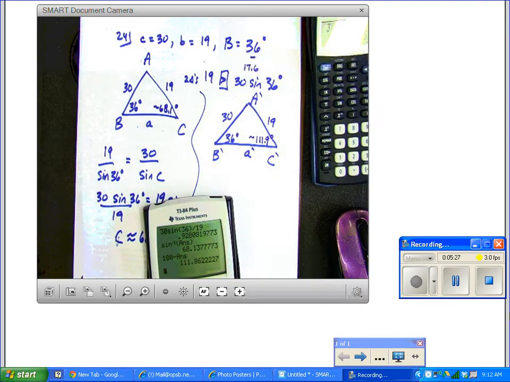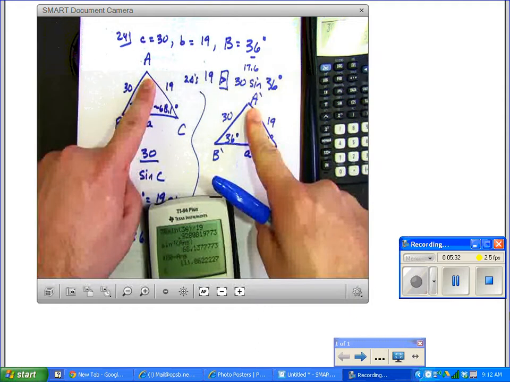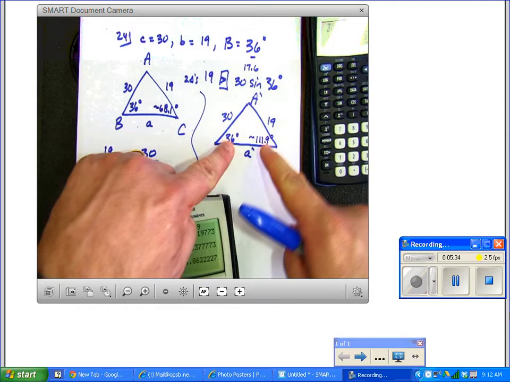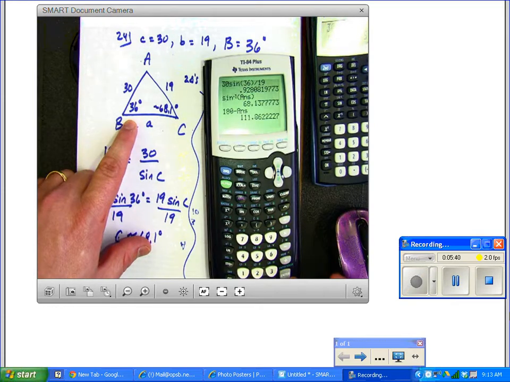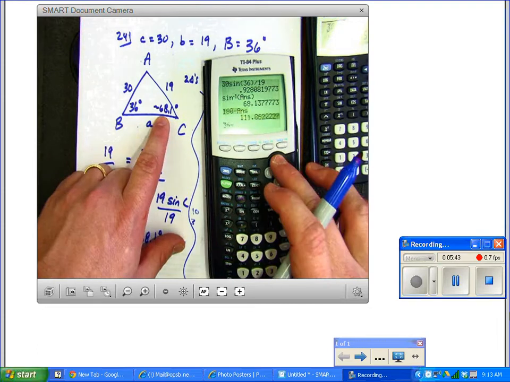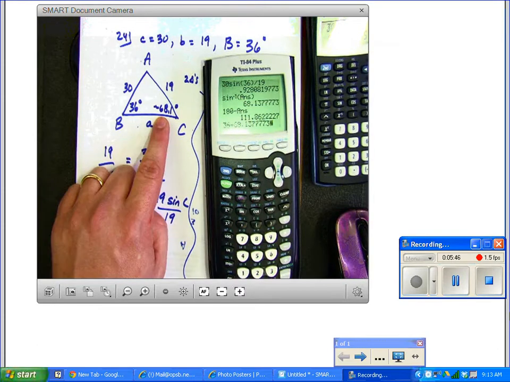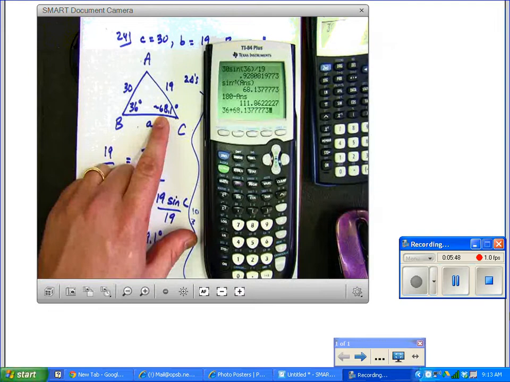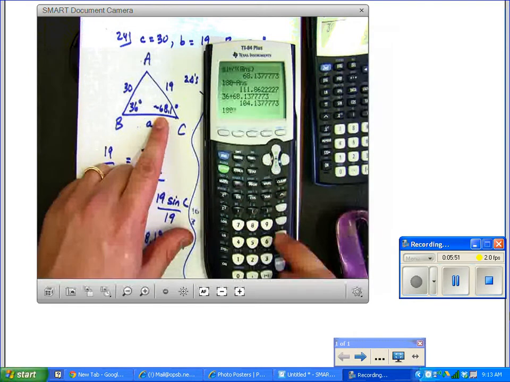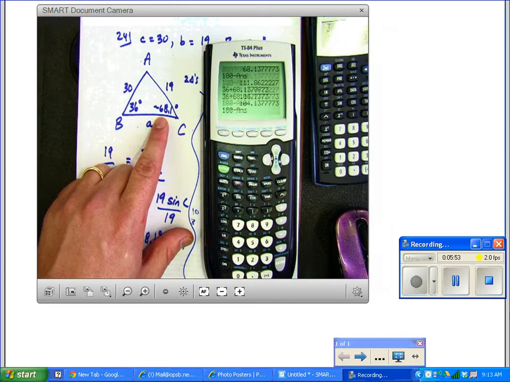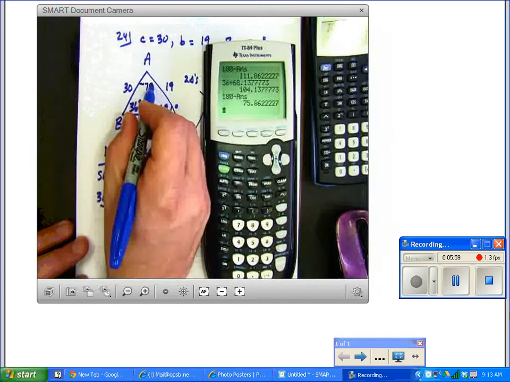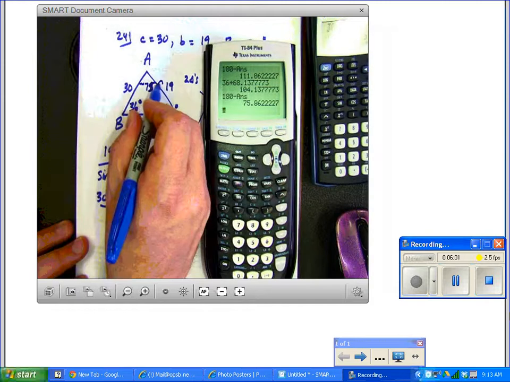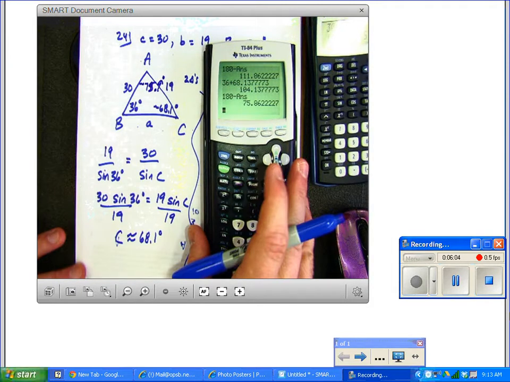Okay, all right. Now, in both triangles, we should be able to find the angle A's, because we got both of the angles down there. Let me find this one first. I'm going to say 36 plus 68.1, get the exact value, or as close as I can, and then subtract that from 180. So we got this angle here, 75.9 degrees. Now let's find A prime over here.